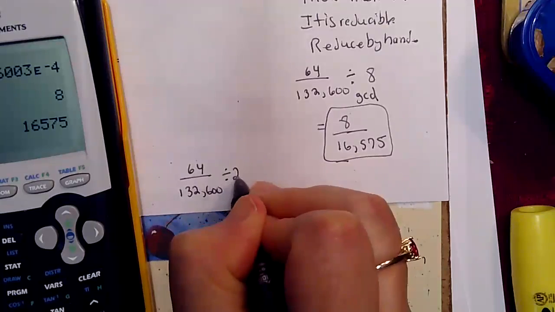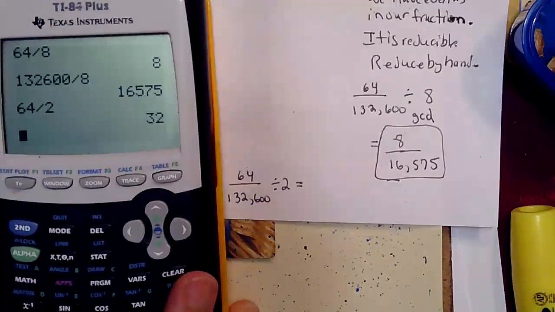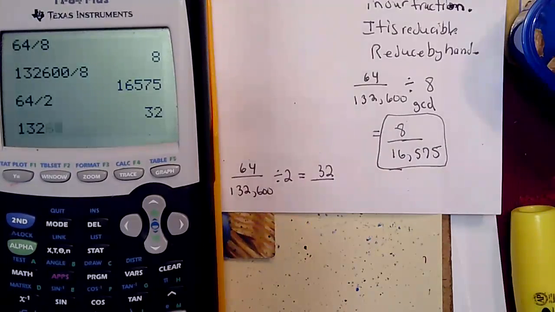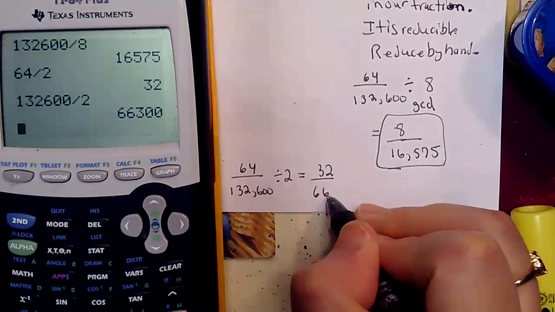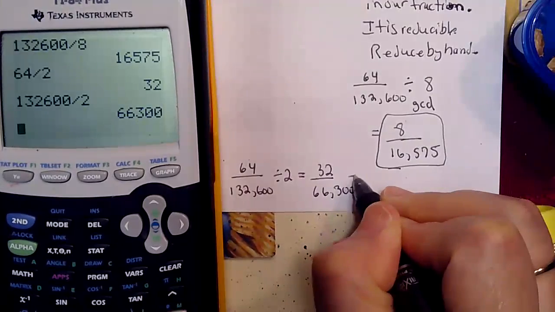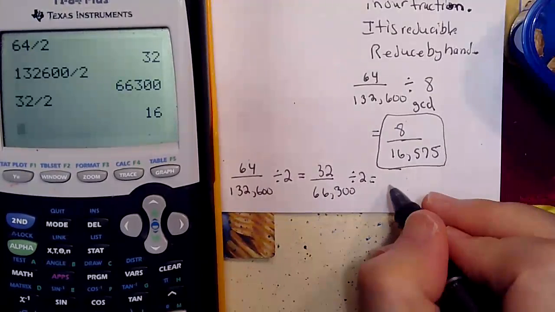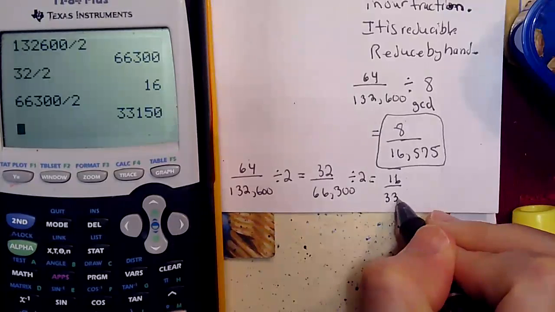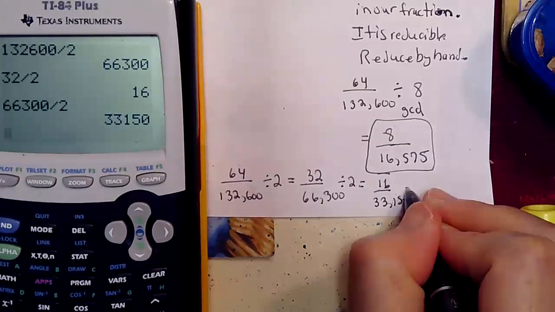So you reduce this by 2. Half of 64 is 32. Half of 132,600 is 66,300. And then you reduce by 2. So 32 divided by 2 is 16, and 66,300 divided by 2 is 33,150. And then I'm going to reduce this again by 2.